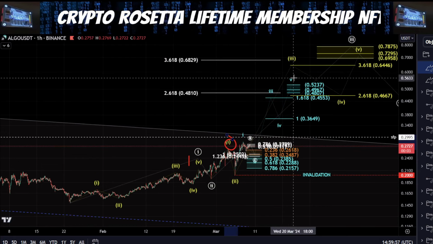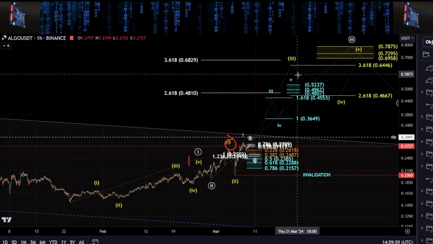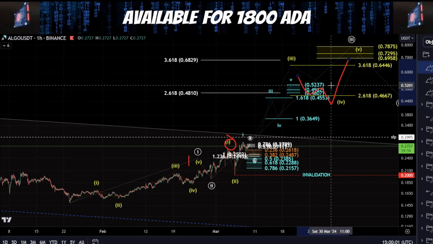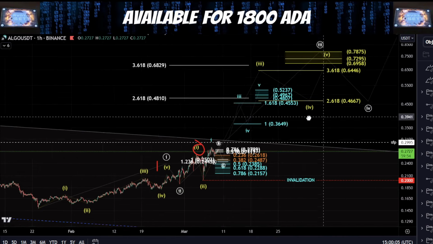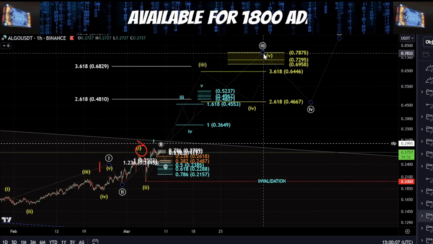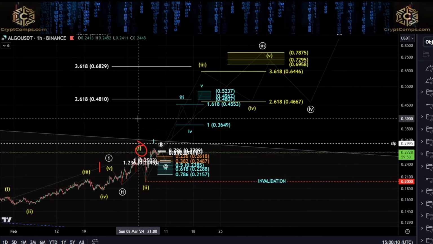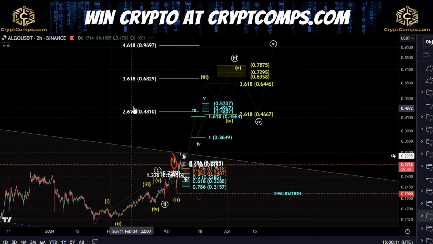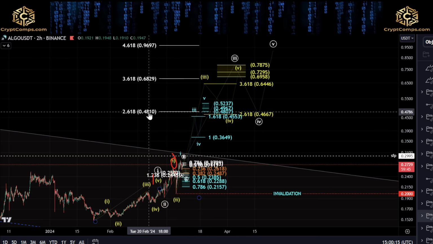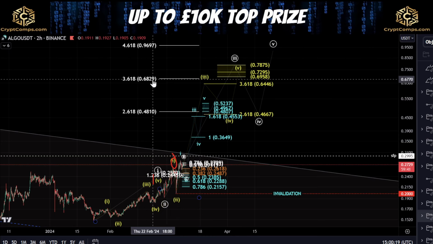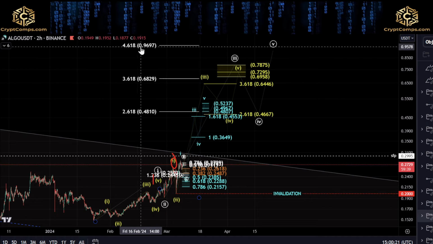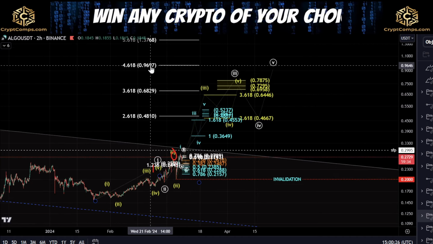Now, wherever this blue count finishes, we would be expecting an additional 4th and a 5th, and then finally one more 4th and a 5th to the upside. As you can see here, I've just worked off of this 3.618. We do have some key levels here of this wave 1. 2.618 is sitting here at this 48.10, 3.618 sitting here towards the 68.29. And then the 4.618 is sitting here towards 96 cents, 97.